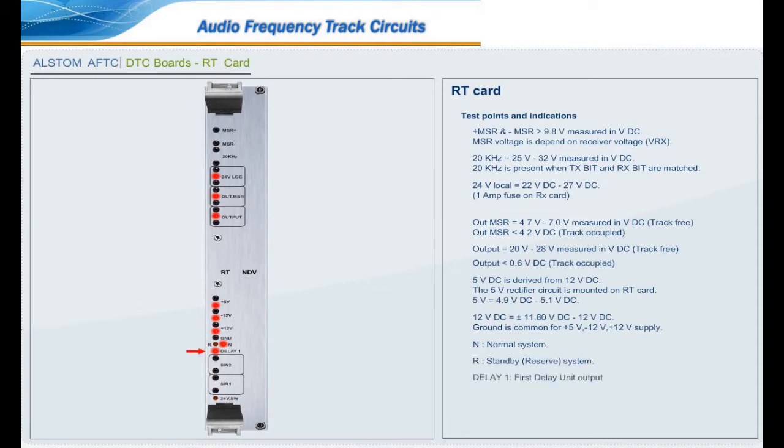N: normal system. R: standby reserve system. Delay 1: first delay unit output. SW2: switch branch circuit 2 filtered signal. SW1: switch branch circuit 1 filtered signal. 24V.SW: 24 volt auxiliary for the switch branch circuit.